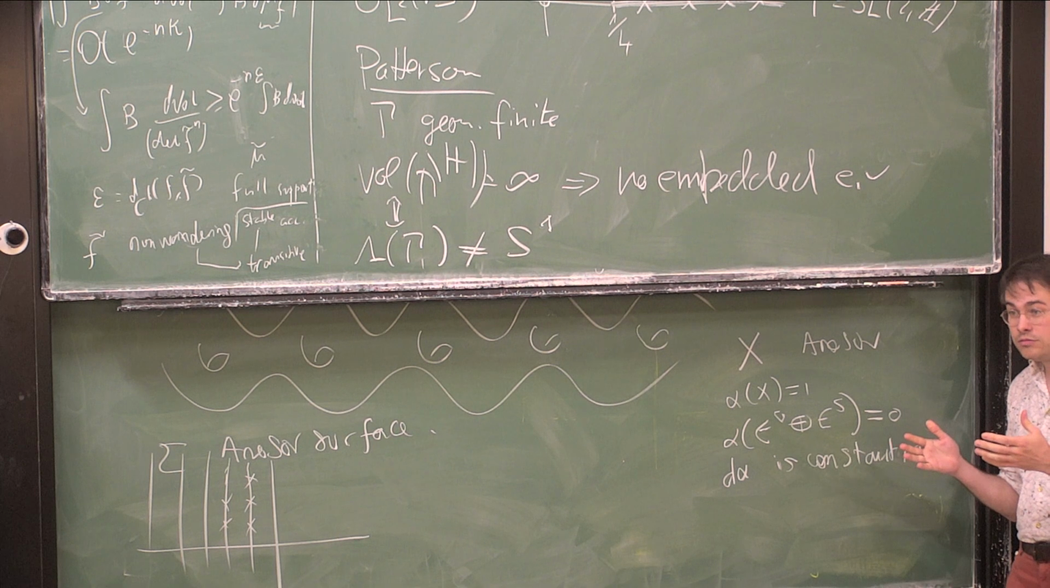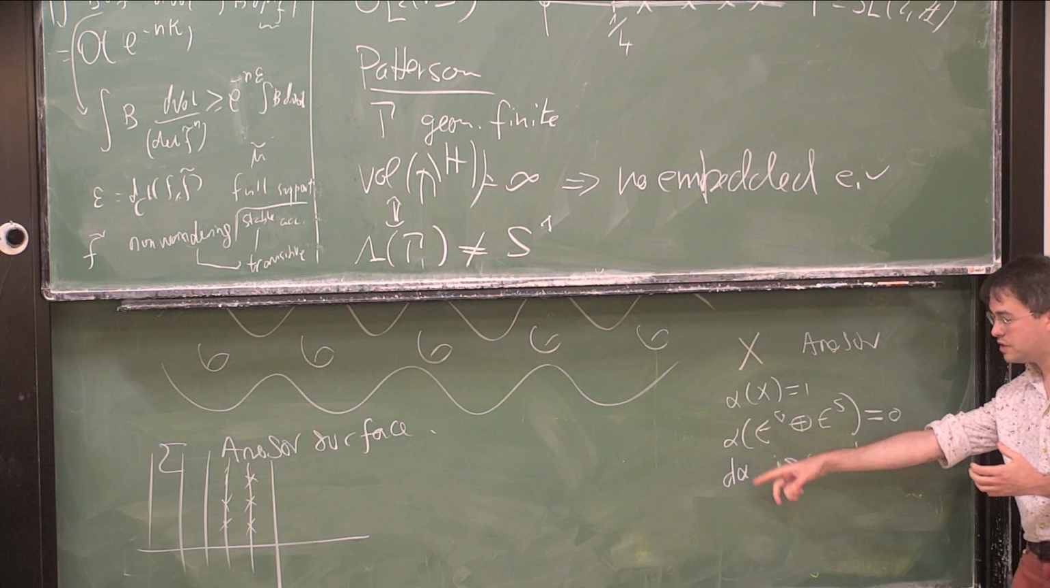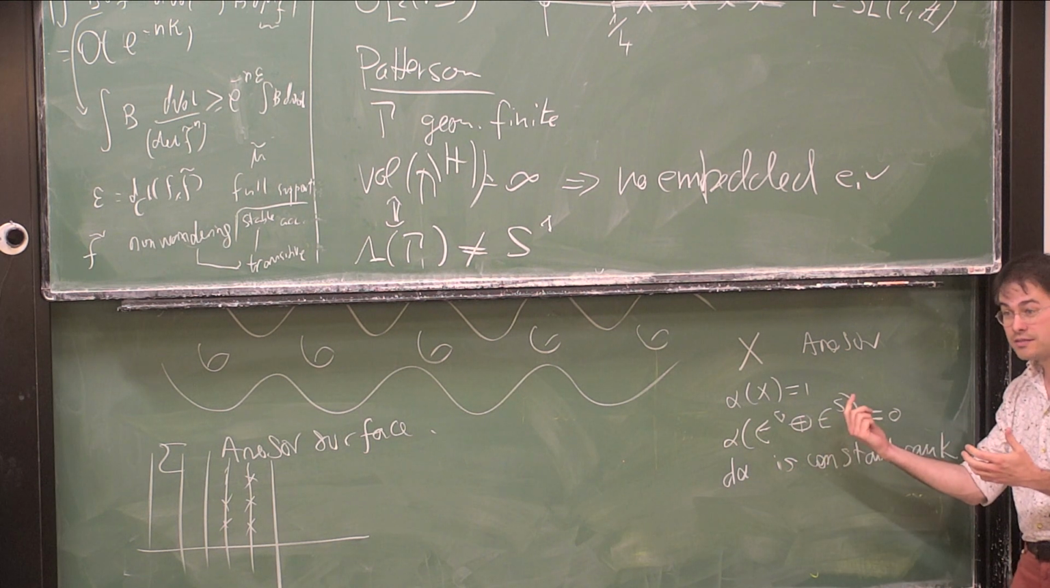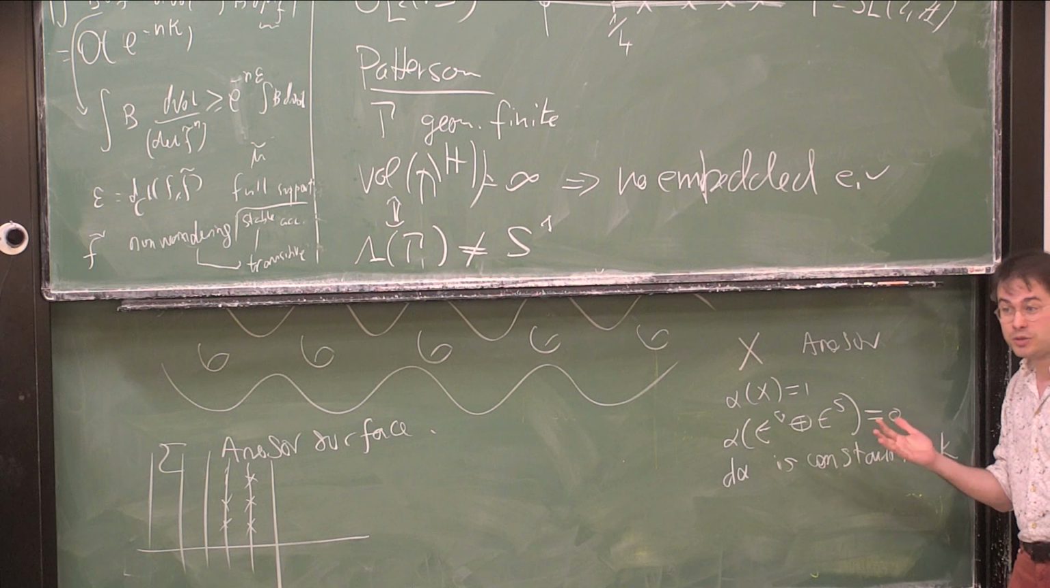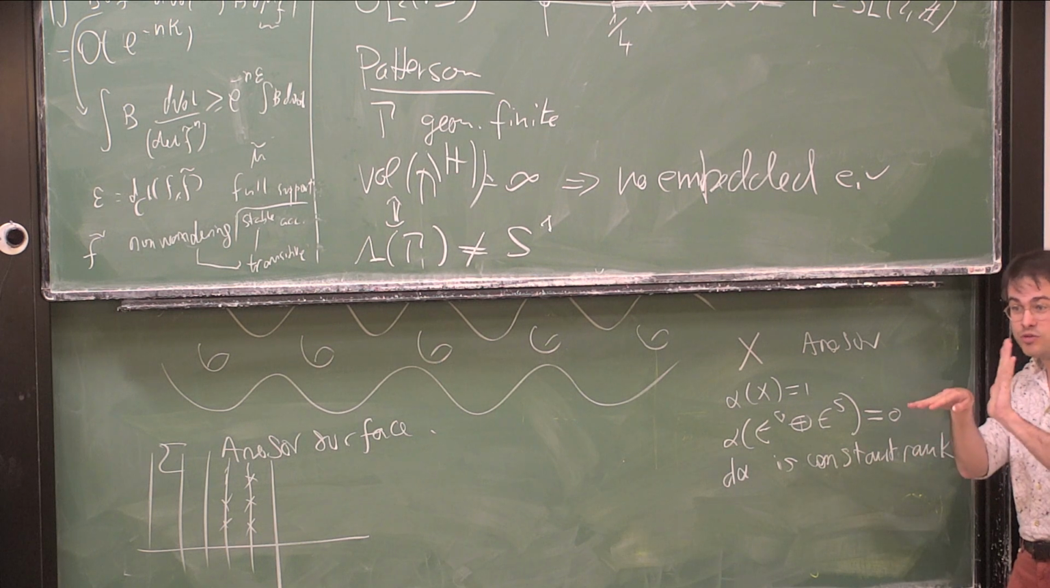Well, in general, the kernel of alpha intersected with the kernel of d alpha is a subbundle of EU plus ES, and it's a smooth subbundle. And inside EU plus ES, transversely to this new subbundle, you have a symplectic structure.